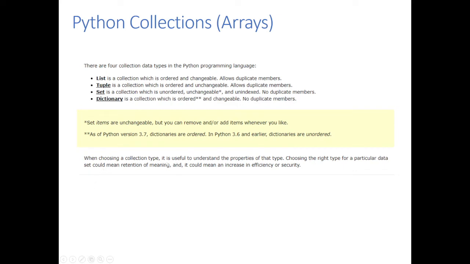When choosing a collection type, it is useful to understand the properties of the type. Choosing the right type for a particular data set could mean retention of meaning, and it could mean an increase in efficiency or security.